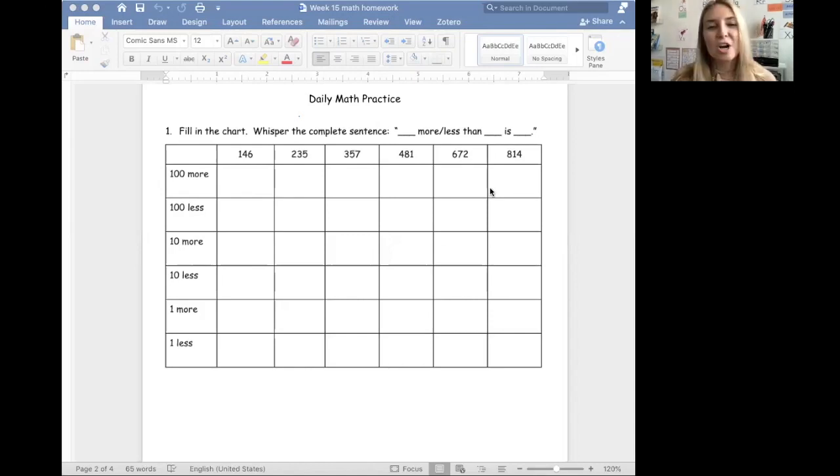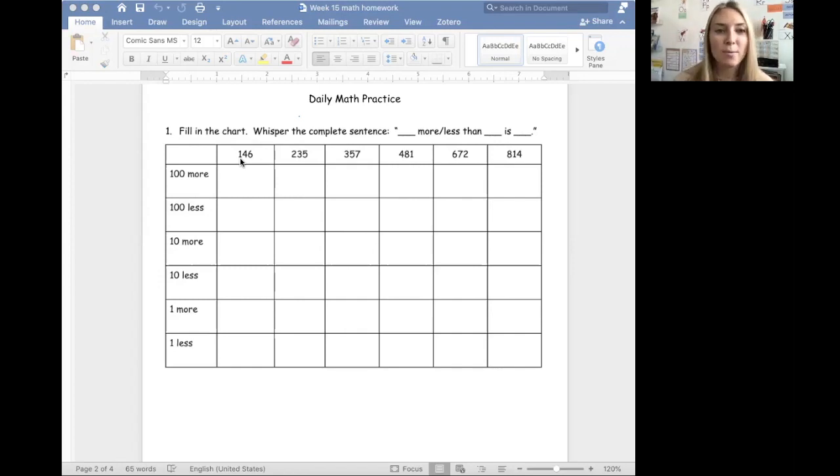Hi, everyone. So this week we are talking about what to do when we see a problem like 100 more than 146 or 100 less, 10 more, 10 less, one more, one less. And really the goal is that by this point, we should have a good understanding of place value, ones, tens, and hundreds, that this should be easy to do because we can visualize the place values for these numbers and know that 100 more is really just making this 100 into a 200.